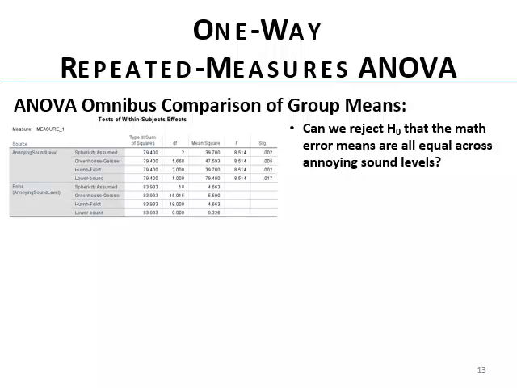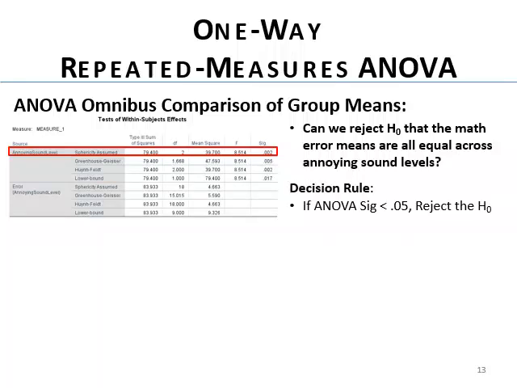So can we reject the null that the math error means, remember they were math errors they were making, are all equal across annoying sound levels? Well, there's our line, sphericity assumed. Note the source name there is annoying sound level. That's our independent variable.